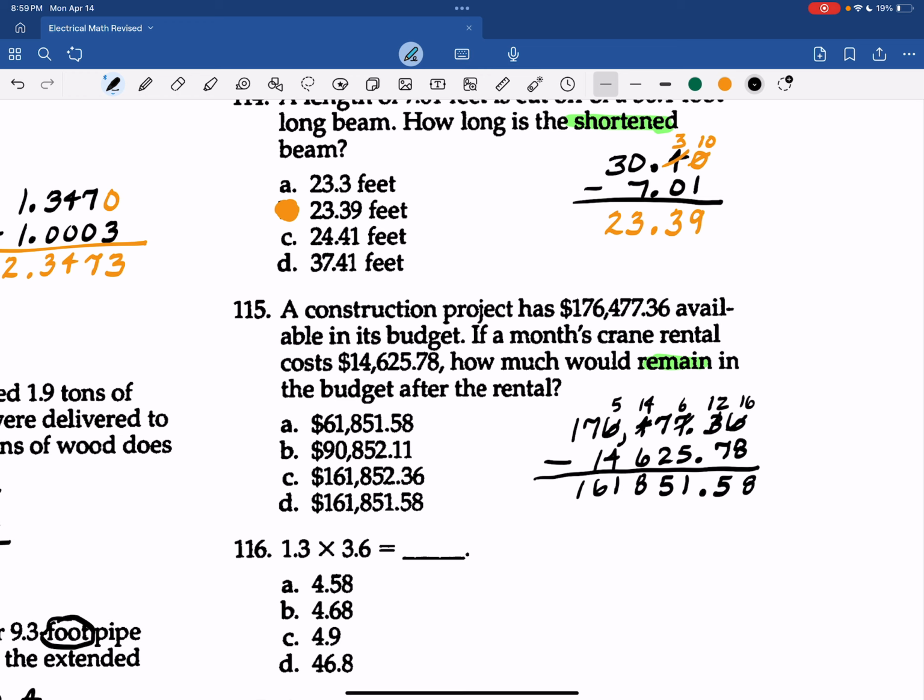$161,851.58, and I'm going to check that one. It just doesn't look right to me, doesn't feel right to me, but that's okay. I'm sleepy, so 176,477.36 minus 14,625.78 equals, and it's right. If in doubt, check it out.